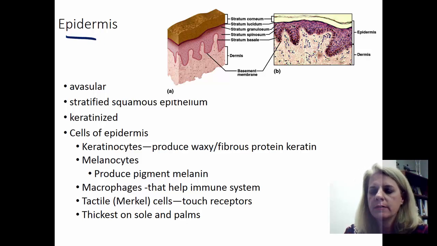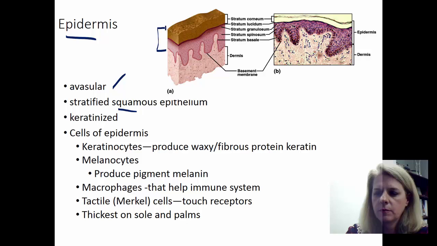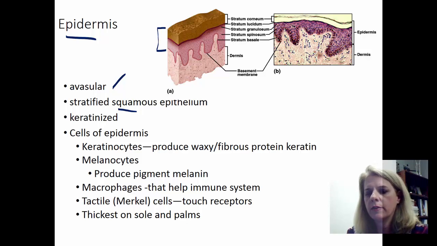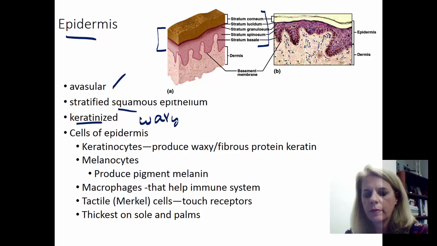The epidermis is avascular. That means it has no blood vessels. It doesn't have its own blood supply. It's stratified squamous epithelium, which means it has many, many layers of flat cells. This whole thing, pink to brown, is the epidermis. It's made up of 4 to 5 layers depending on what type of skin it is. And the epidermis is keratinized. Again, that's that waxy protein that makes our skin waterproof.